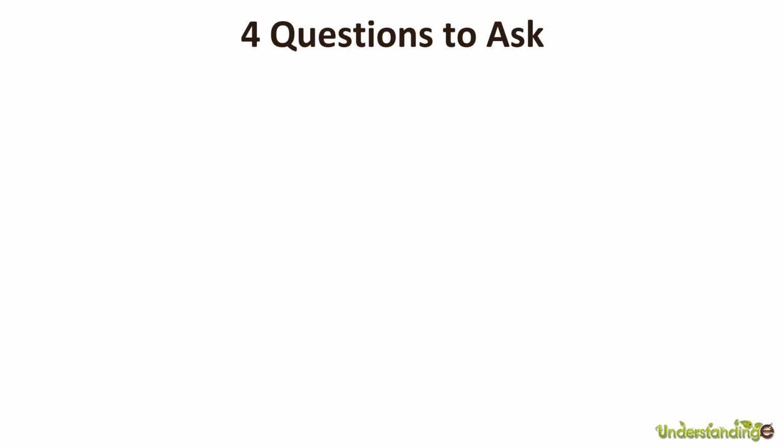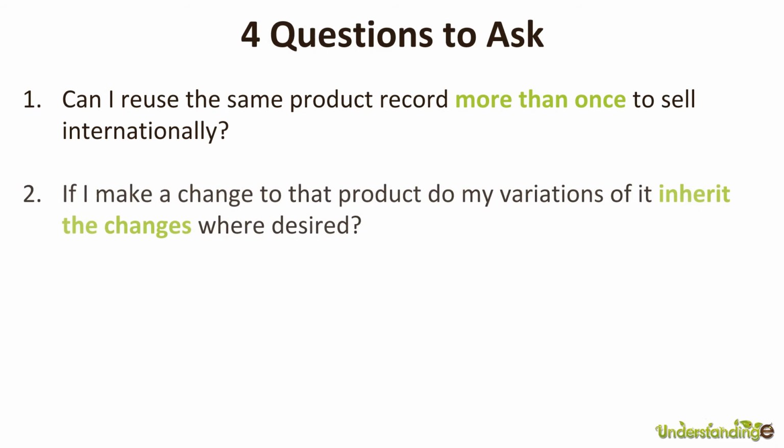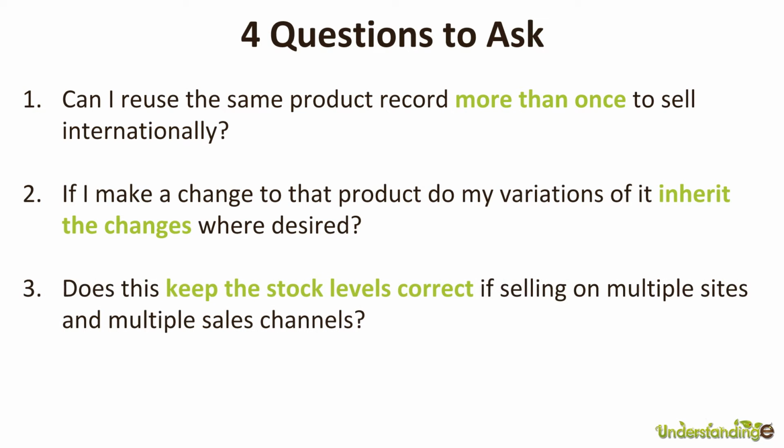So I've actually got 4 questions for you which you need to ask and investigate with your current software provider. Dave, do you want to just read those out? Yes, sure. So number 1, the first question should be, can I reuse the same product record more than once when I want to sell internationally? Number 2 is, if I make a change to that product, do my variations of it inherit the changes where desired? Number 3 would be, does this keep the stock levels correct if I'm selling on multiple sites and multiple sales channels? So that's just like I explained a few moments ago.